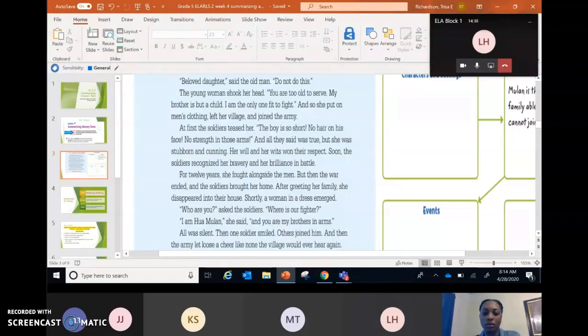At first, the soldiers teased her. The boy is so short, no hair on his face, no strength in those arms, and all they said was true. But she was stubborn and cunning. Her will and her wit won their respect. Soon the soldiers recognized her bravery and her brilliance in battle.